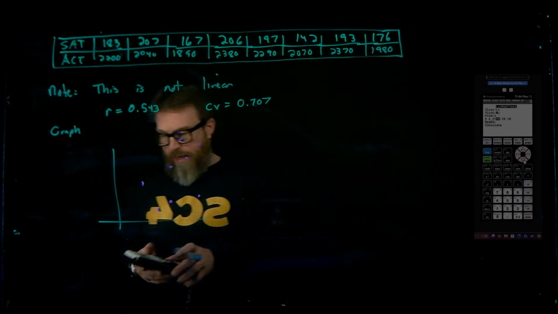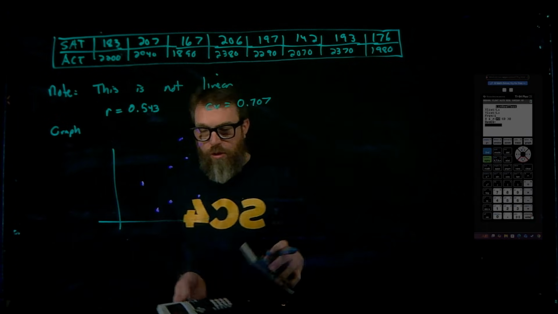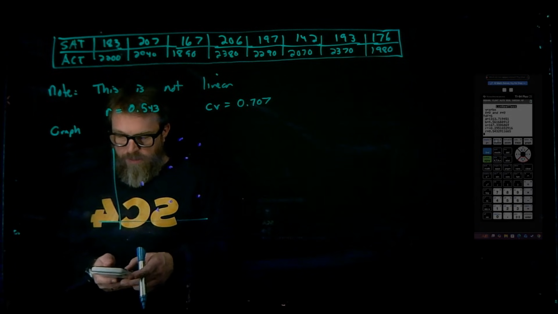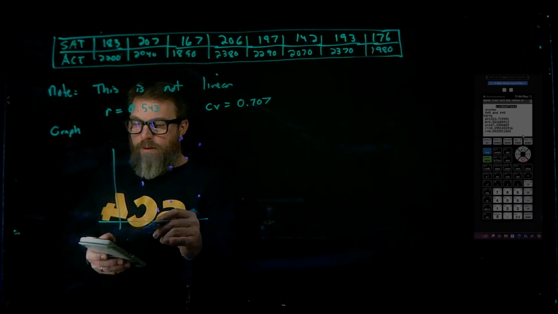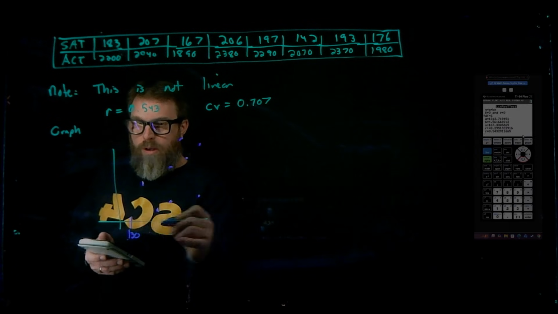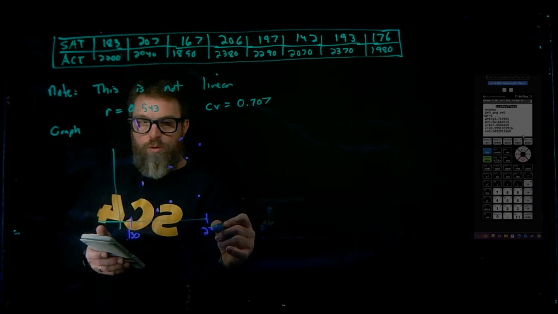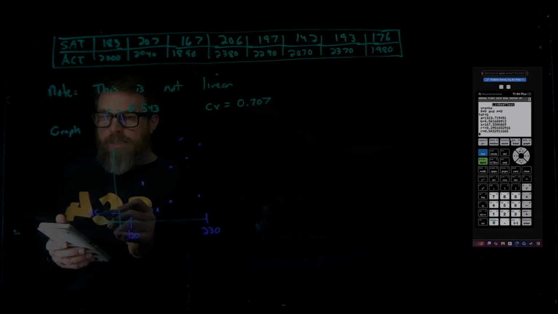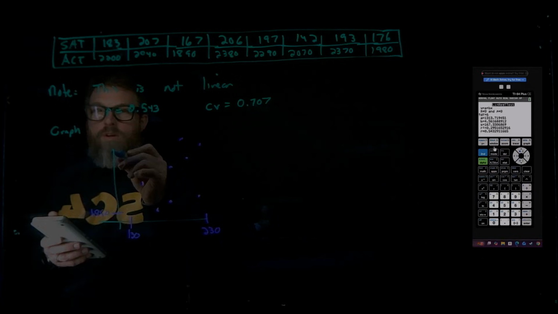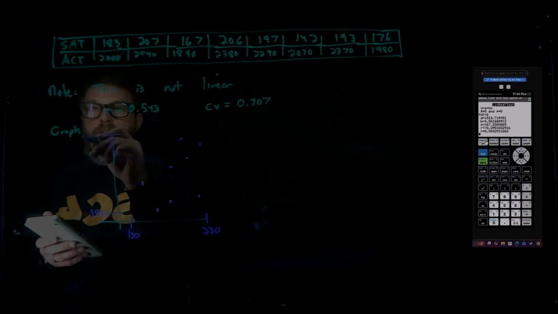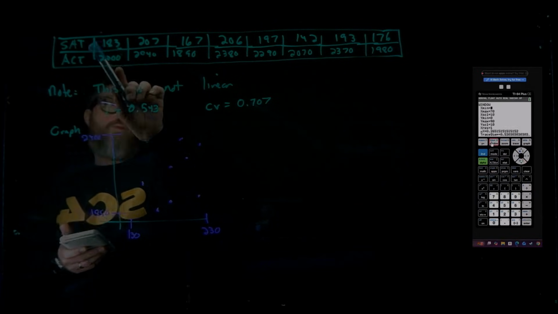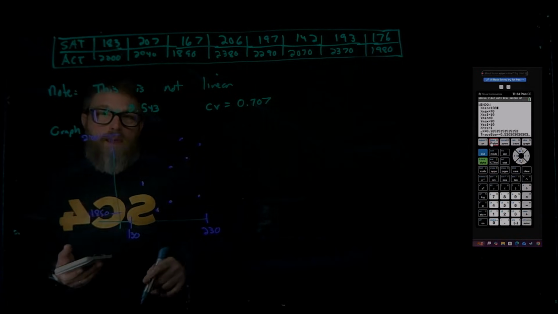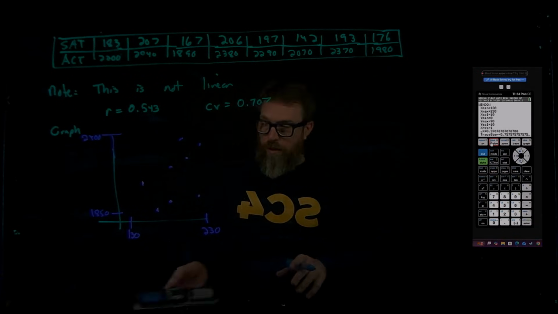Do an appropriate axis. What I chose for the window, I went from 130 all the way up to 230, and then I went by tens. And then over here I went from 1850 all the way up to 2400. Because remember, all these data values have to fit in here, and all of L2 has to fit in here. And then when we graph it, we can see that this really doesn't look linear.